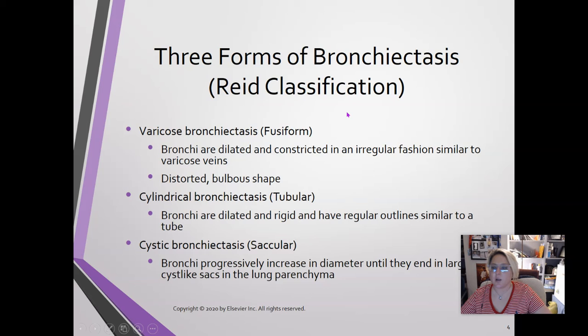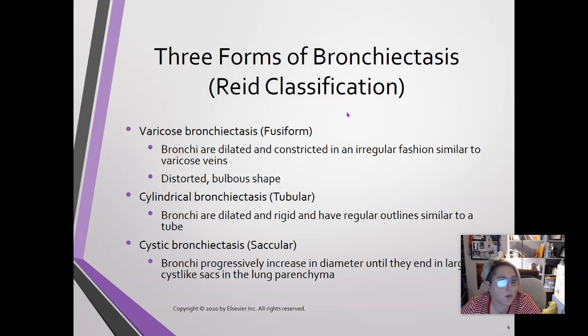So the anatomic alterations of bronchiectasis: we have hyperinflation of the distal alveoli as a result of expiratory check valve obstruction, or atelectasis, consolidation and fibrosis as a result of a complete bronchial obstruction. The long-accepted classification subdivides bronchiectasis into three forms, as you can see right here.